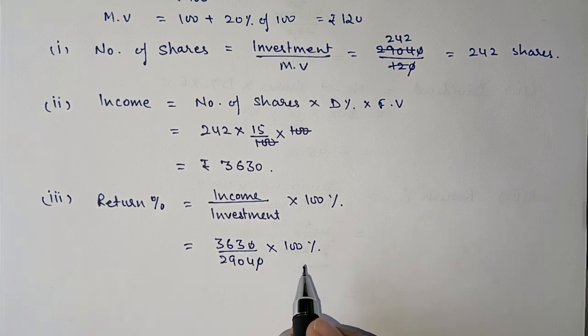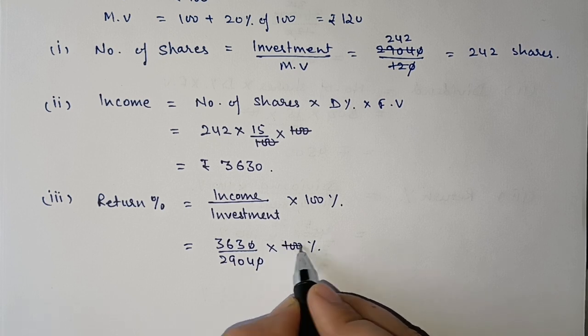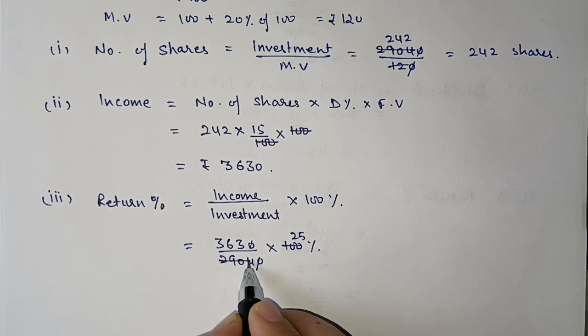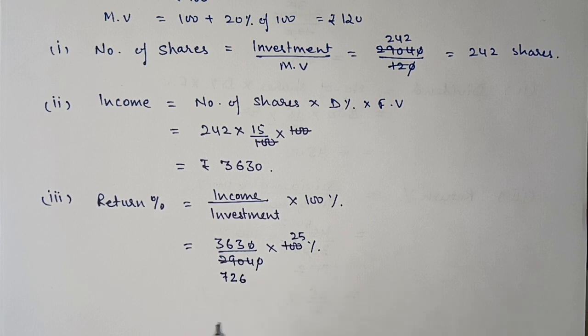Cancel it out. 4 2s are 8, then 4 7s are 28, 4 2s are 8, then again we can cancel it out with 363, 2 times it will go. So 25 by 2%, or 12.5%.